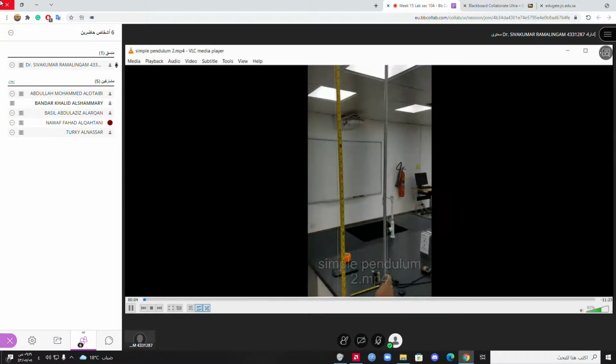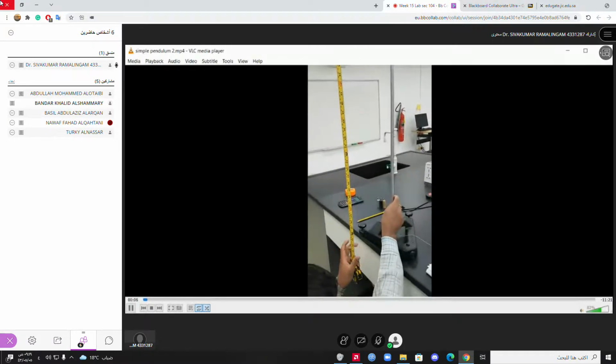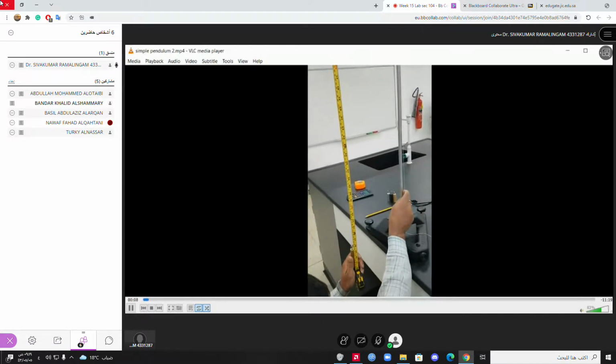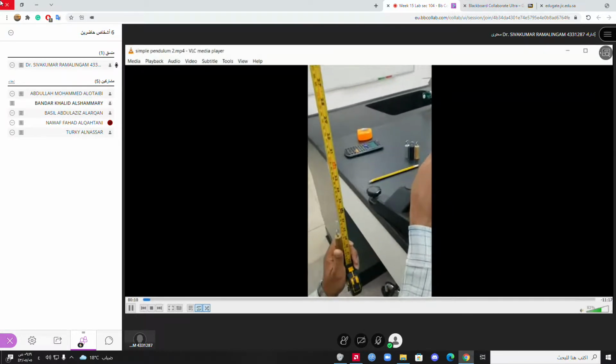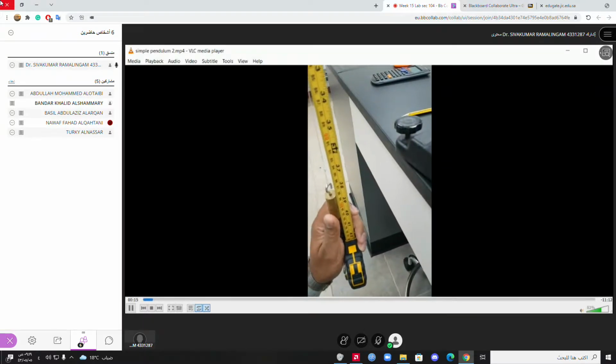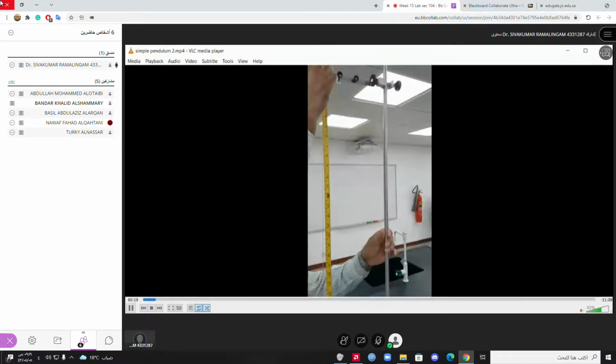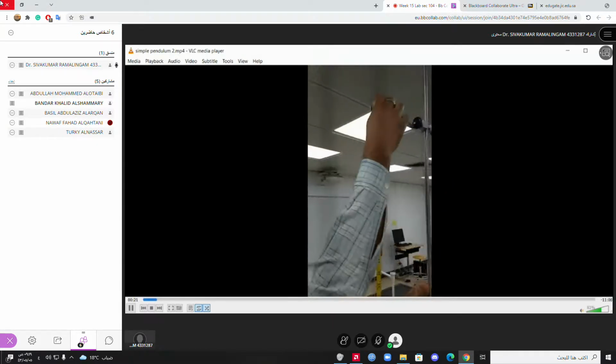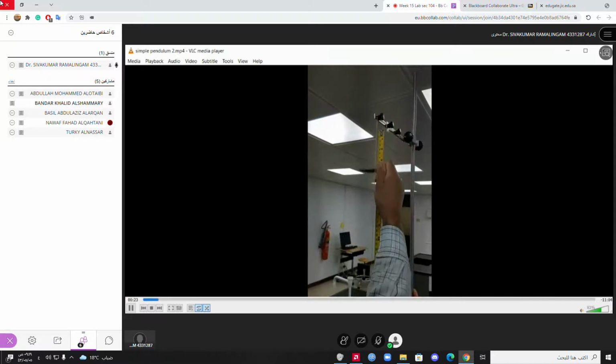Now you can fix the length at 100 centimeters. See this, there is a line drawn. This is 100 centimeters, the line touching 100 centimeters. Hold the rope, come to this and tie this. If we tie this rope, the length is fixed. The length will not be adjusted.